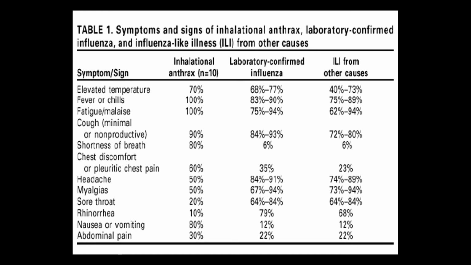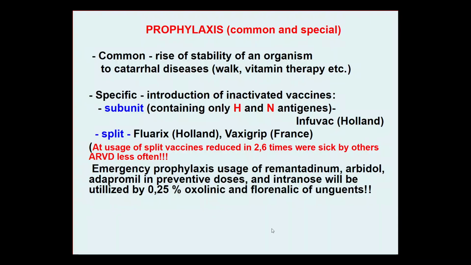Again, we talk about more often and less often. Headache, more expressed and more often in influenza. Myalgia, more often in influenza, but maybe in other forms too. Sore throat, influenza, other acute respiratory viral disease. Rhinorrhea, more typical for influenza. Nausea and vomiting, not typical for influenza, but maybe in about 12%. Abdominal pain, again, maybe sometimes.